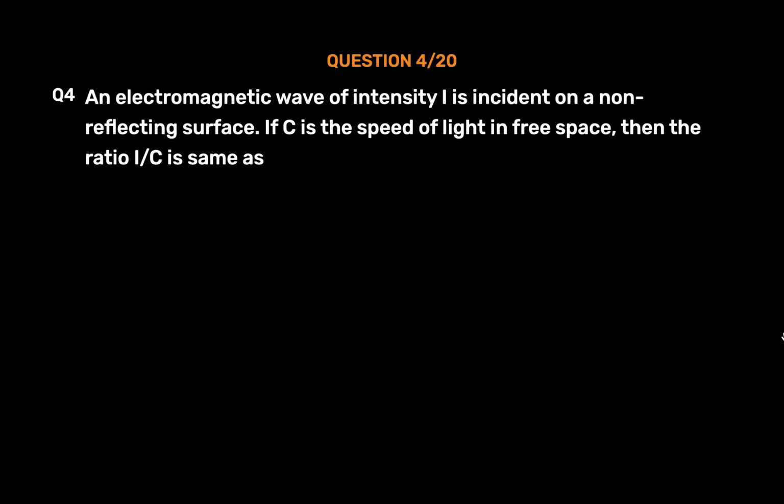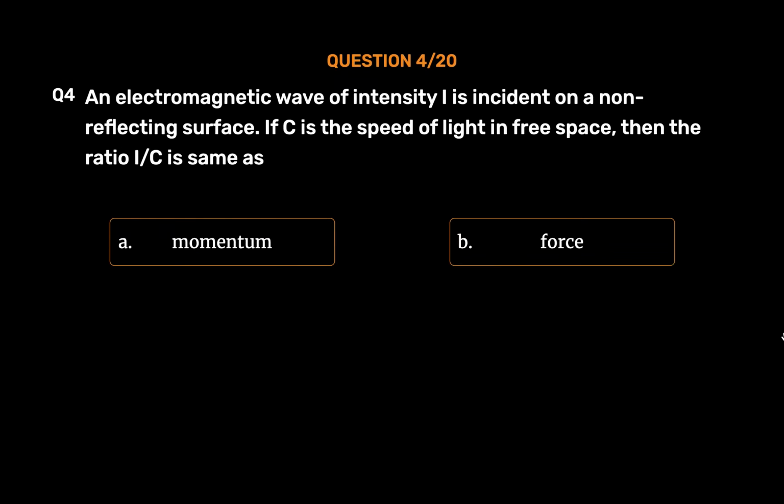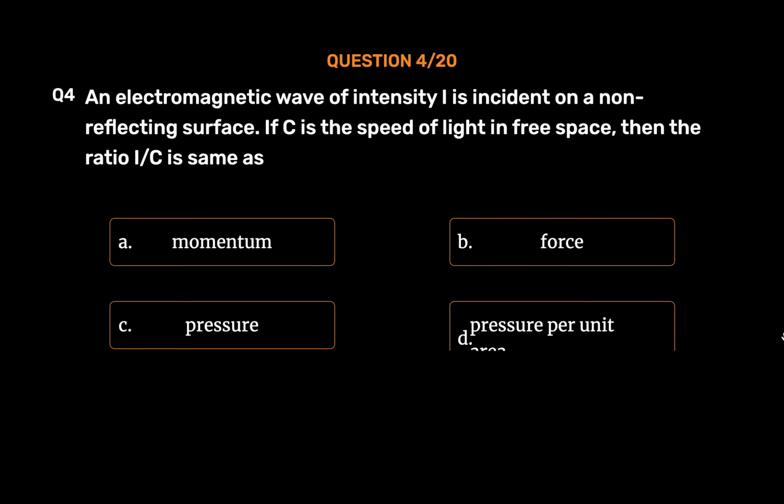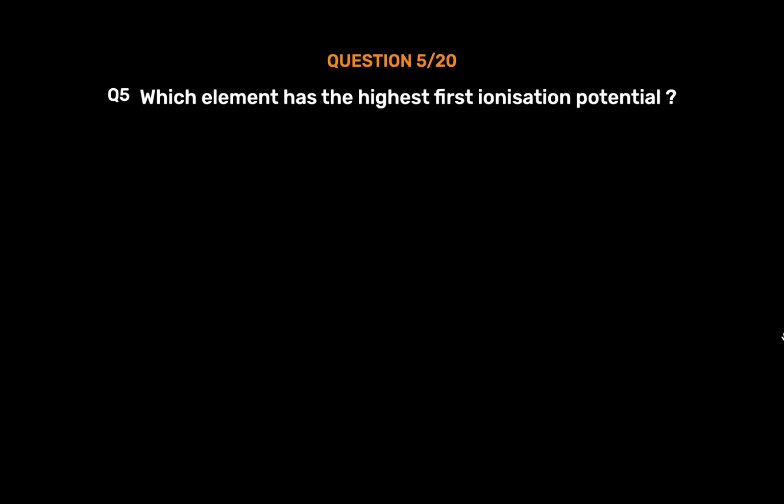Question number 4. An electromagnetic wave of intensity I is incident on a non-reflecting surface. If c is the speed of light in free space, then the ratio I/c is the same as Option A. Momentum. Option B. Force. Option C. Pressure. Option D. Pressure per unit area. The correct answer is Option B. Force.